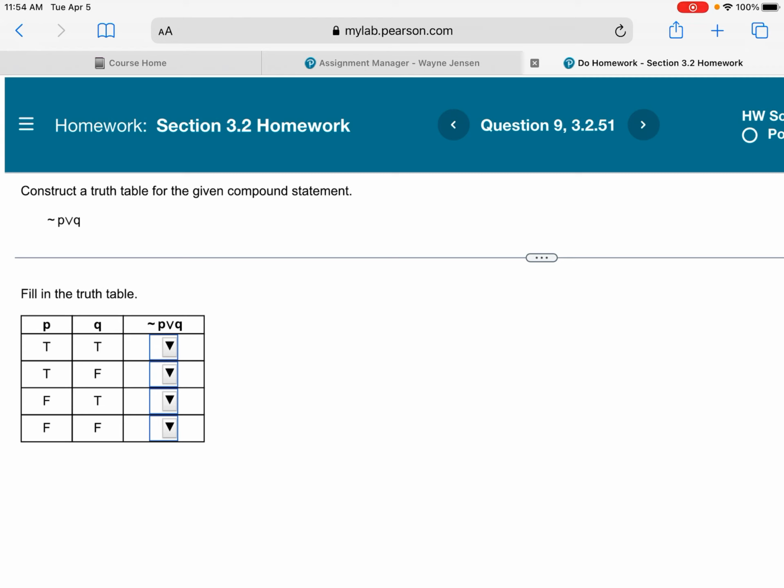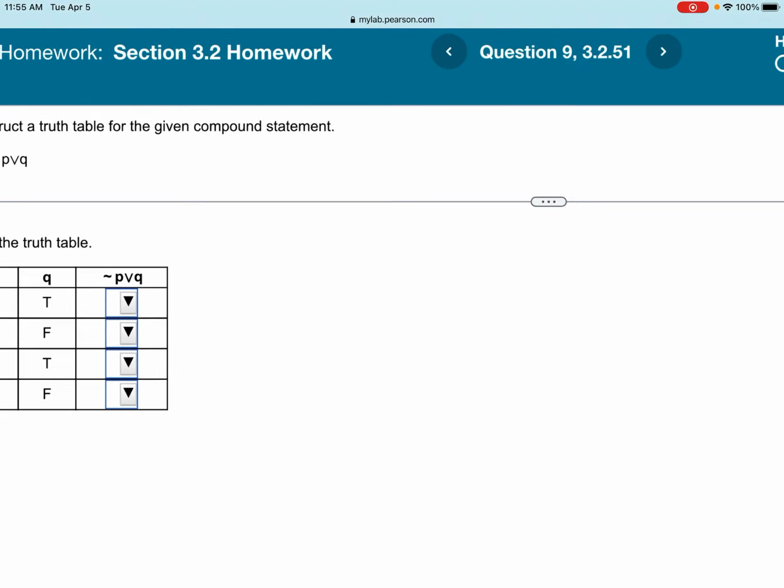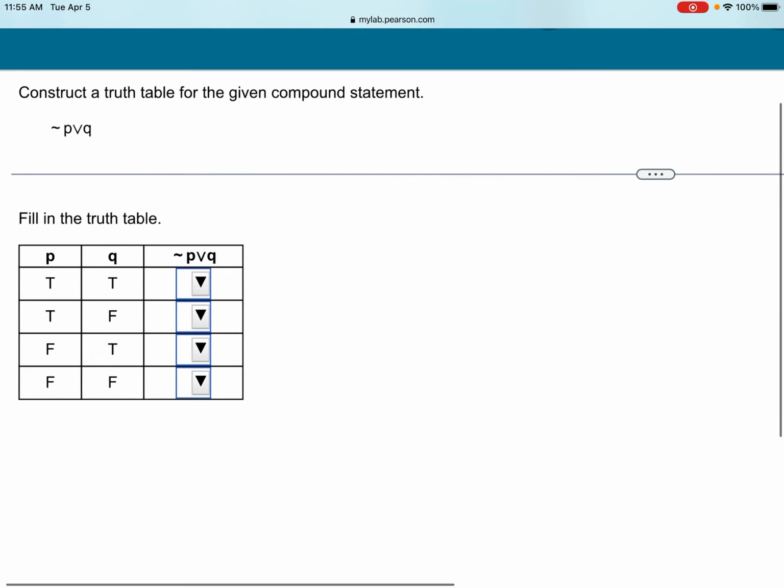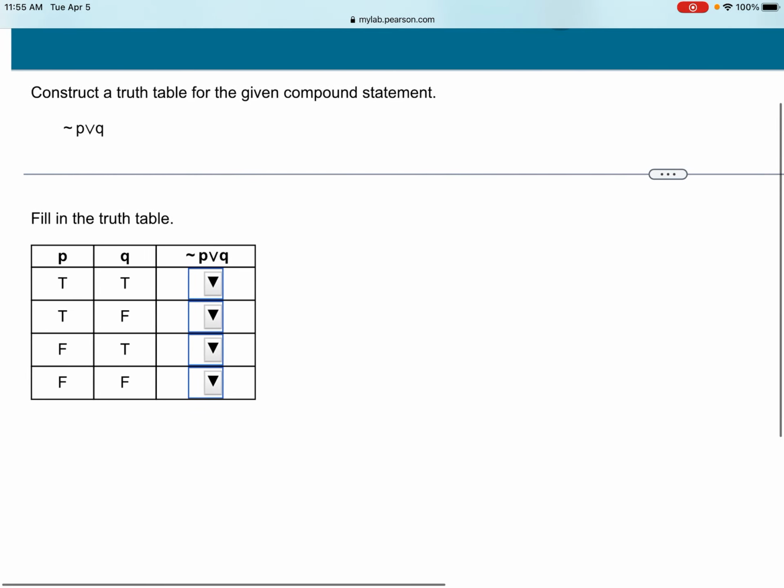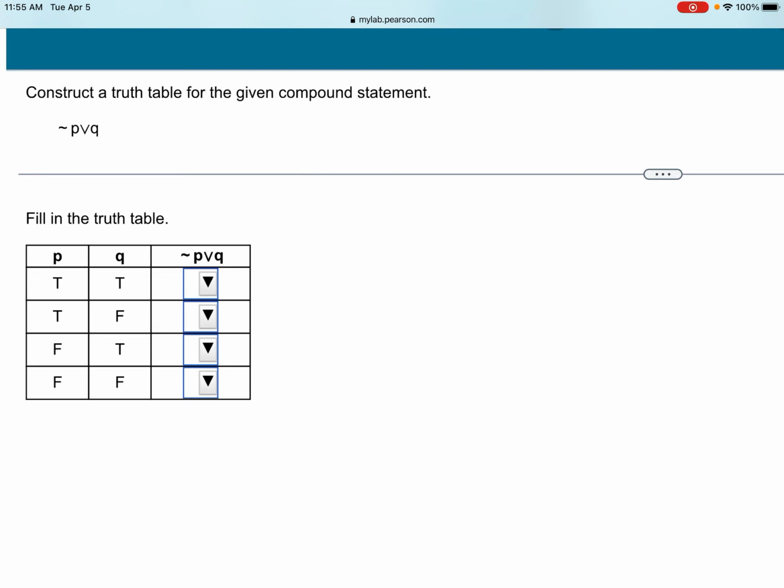Now there are going to be these where we reestablish a truth table, and you may want to do some side work on that. But you're just going to be very patient as you go through here, and you're just choosing whether they're true or false. So construct the truth table for the given compound statement.